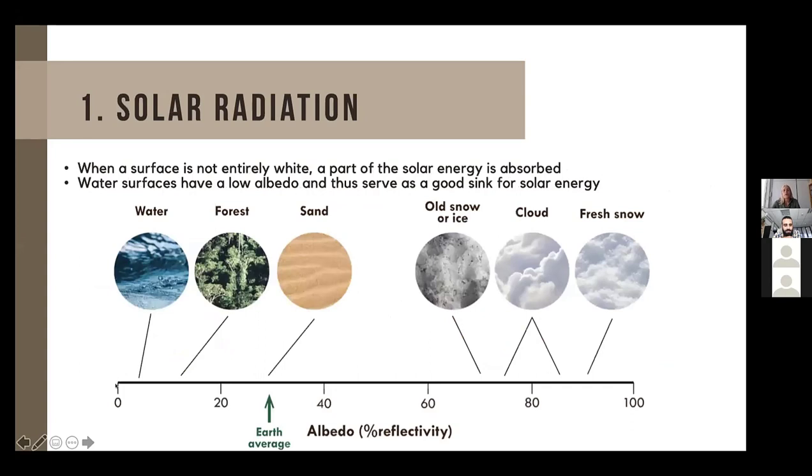So the concept of albedo is actually that when a surface is not entirely white, a part of the solar energy is absorbed. So for example, as you can see on this scale, water surfaces have a very low albedo, and this is why they serve as a very good sink for solar energy, as we saw in the examples from the water bodies used in the Andes.